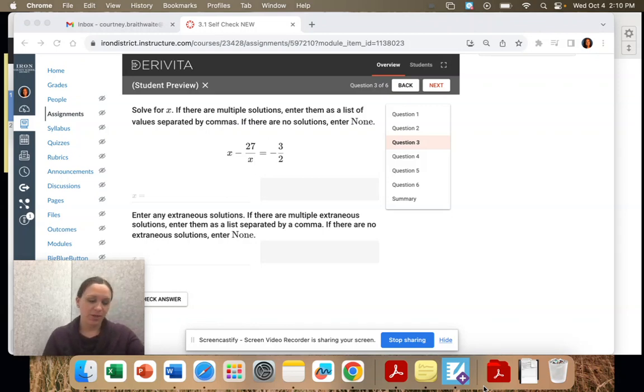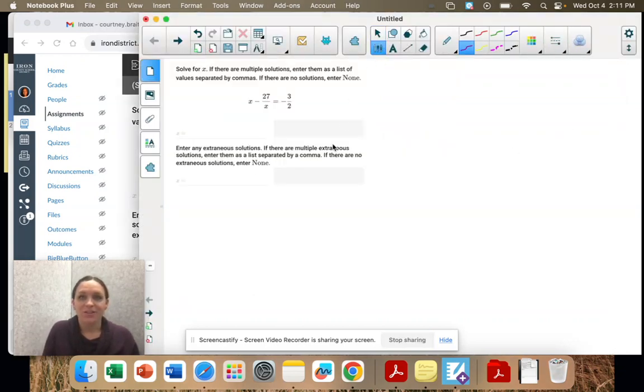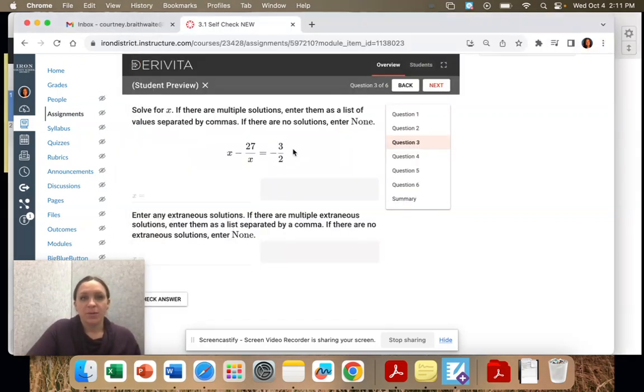All right, number 3, we are doing the same thing. We're solving for x, but this time there's a spot where we can enter any extraneous solutions. So I'm assuming there probably is one if there's the spot, but if there's not, we would enter none. So here's our equation. Let me make sure they match.